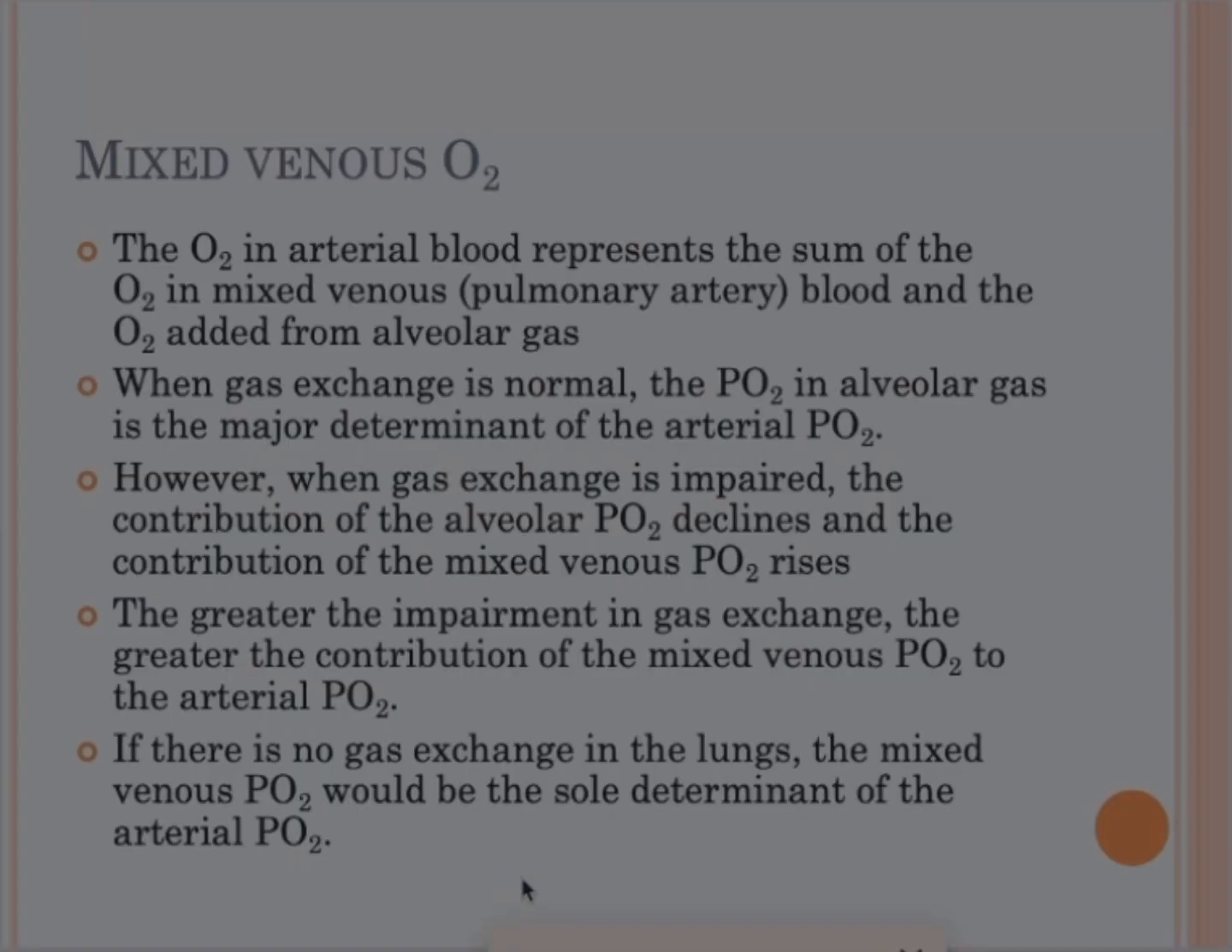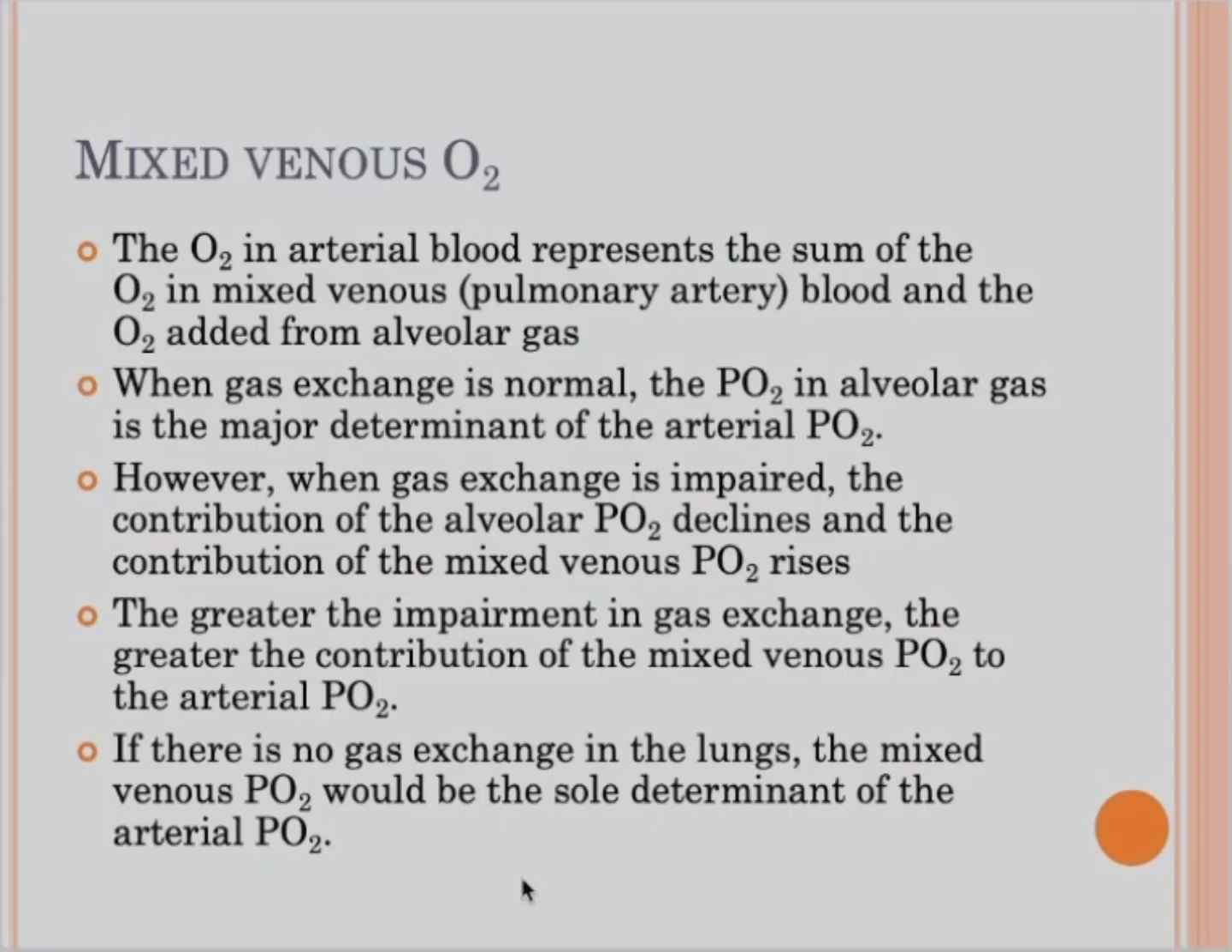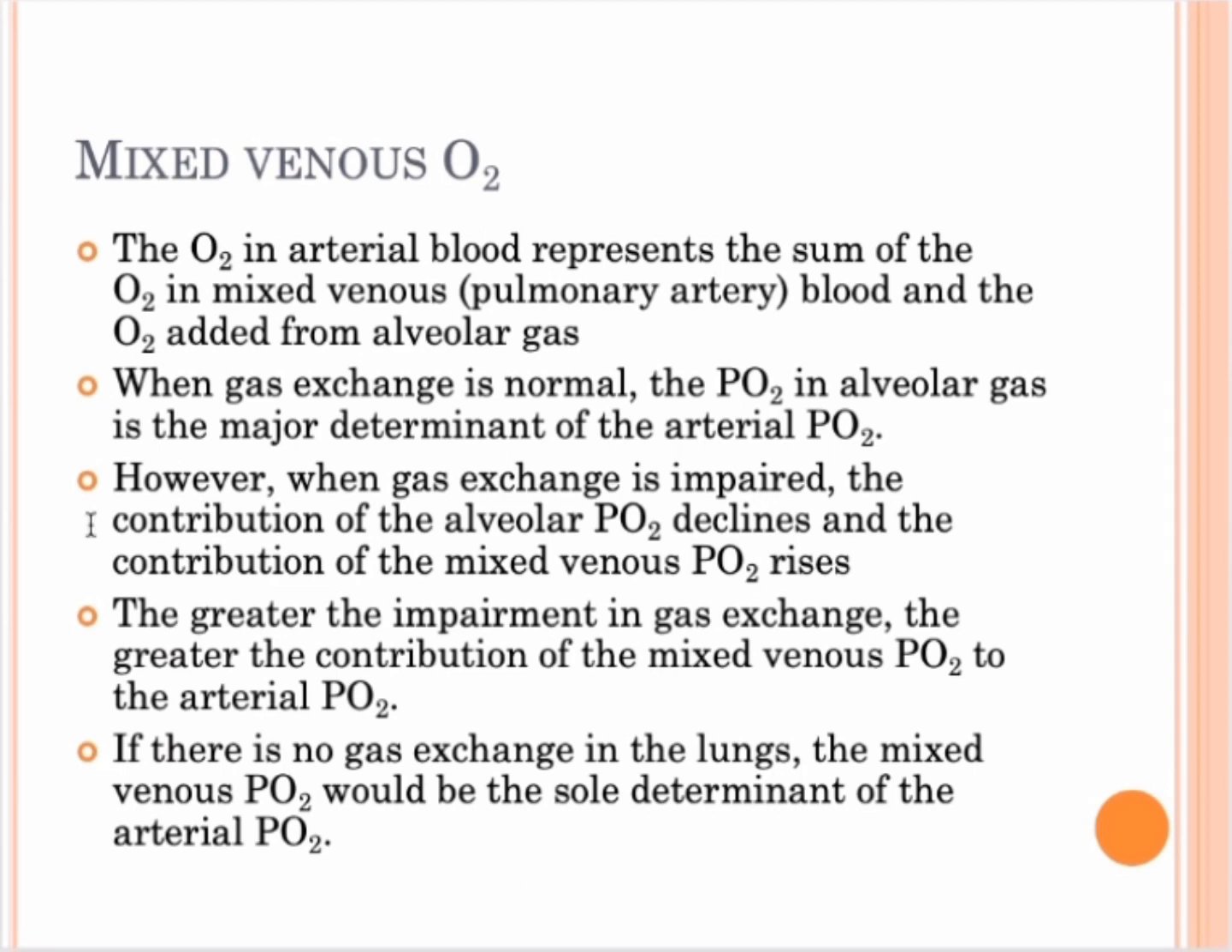Then something about the mixed venous oxygen saturation. When we learned about early goal-directed therapy a few years back, one of the targets in early resuscitation of shock patients was to keep mixed venous oxygen saturation more than 75. The arterial oxygen represents the sum of the oxygen in the mixed venous or pulmonary artery blood and the oxygen added from the alveolar gas. So arterial oxygenation actually depends on these two factors: the mixed venous oxygen saturation and the oxygen added from the alveolar gas.